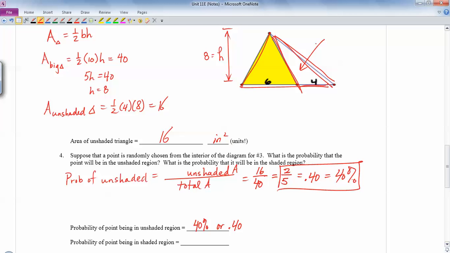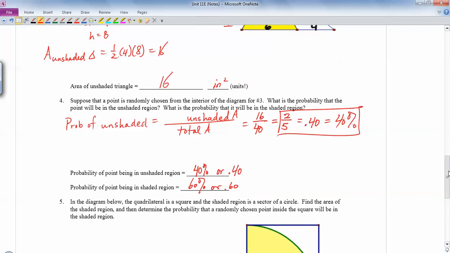I think the percentage and the 0.40 are the most common ways you tend to see. Well, what's the probability of the point being in the shaded region? You could do the same process, figure out the area of the shaded triangle divided by the total area. Or you could say, well, it's a 100% chance of getting it anywhere in there. And I already know it's a 40% chance for this one. So this side's got to be 60%. Or 0.60. Okay.